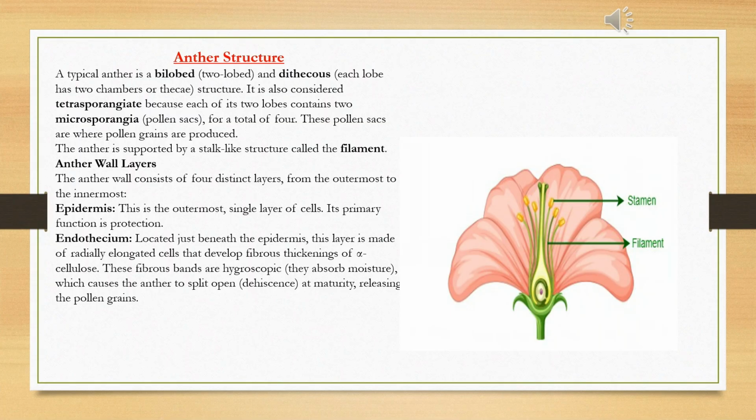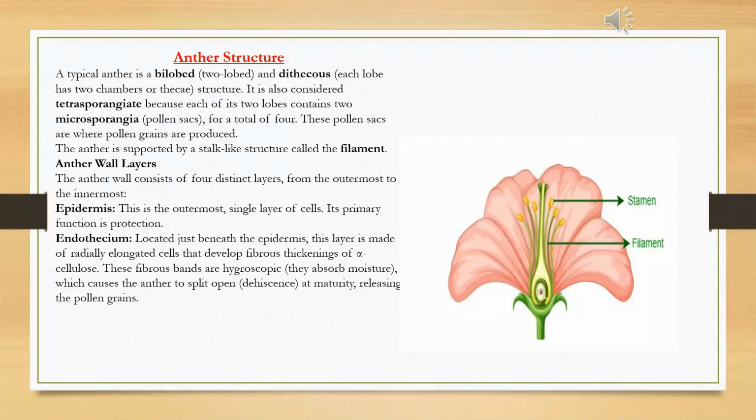The anther is supported by a stalk-like structure called the filament. Anther wall layers. The anther wall consists of four distinct layers from the outermost to the innermost. The first is the epidermis. It is the outermost single layer of cells. Its primary function is to protect.